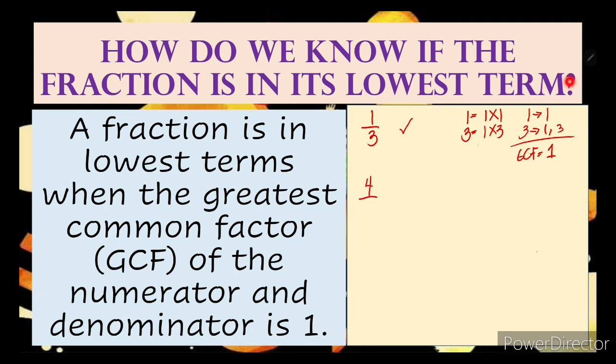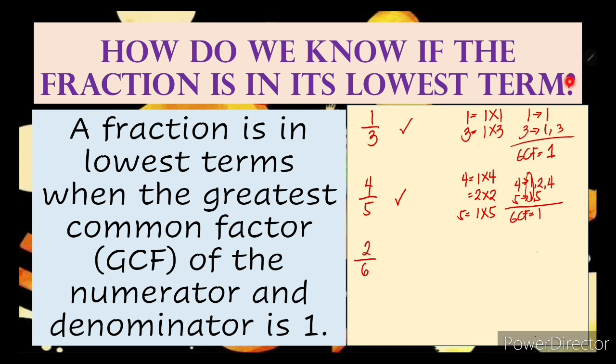Sa panghalimbawa, 4/5. Ano kaya yung mga factors ni 4? So, we have 1 times 4 and 2 times 2. So, list natin 1, 2, and 4. Ano naman ang mga factors ni 5? We have 1 times 5. So, ilista ulit natin 1, 5. So, ang GCF natin, ang greatest common factor natin ay 1. So, therefore, 4/5 is in its lowest term.